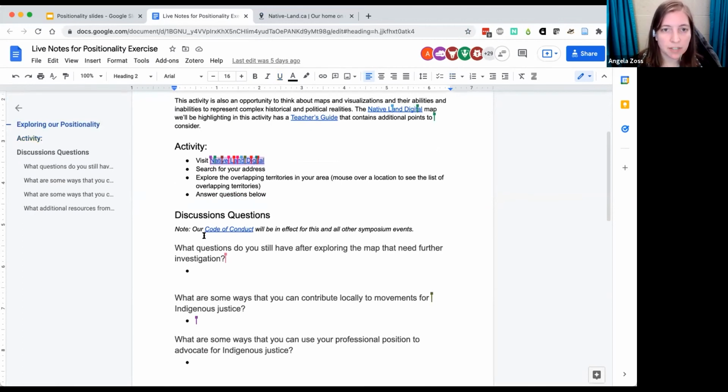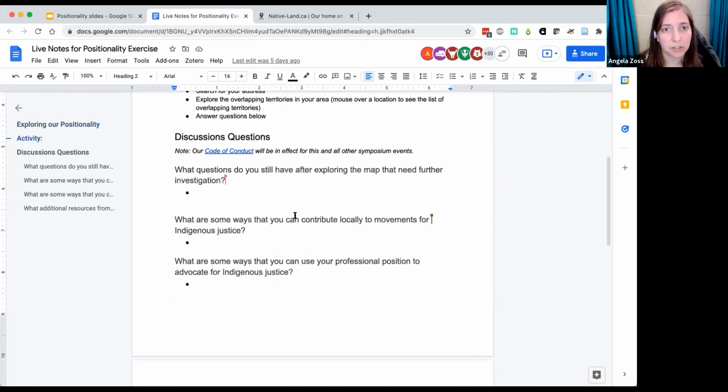So take a little bit of time, explore the map, and spend some time reflecting on what it means to be part of this part of the world where you live, and what else you feel you need to learn to be able to engage in these issues more effectively.